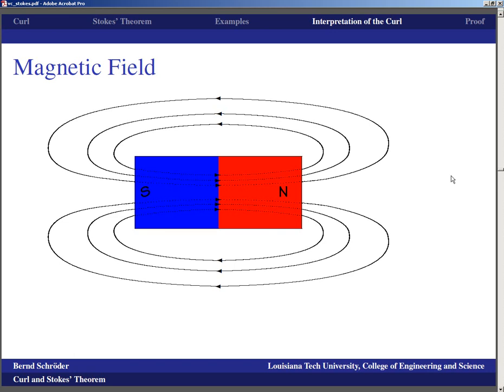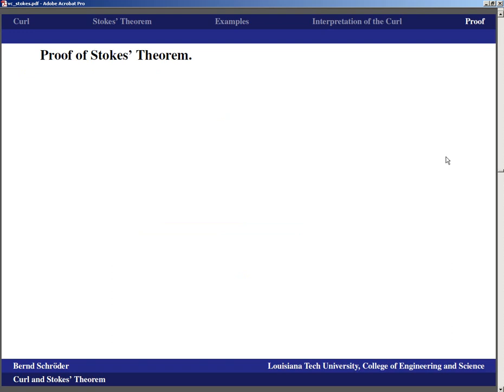Okay, so this is how the curl occurs in the various types of physical fields that we've talked about, and the curl always indicates closed field lines, vorticity, turbulence, if you will. That's the kind of thing that the curl can and does indicate. Which leaves us with the last part of this presentation, which is a proof of Stokes' theorem.